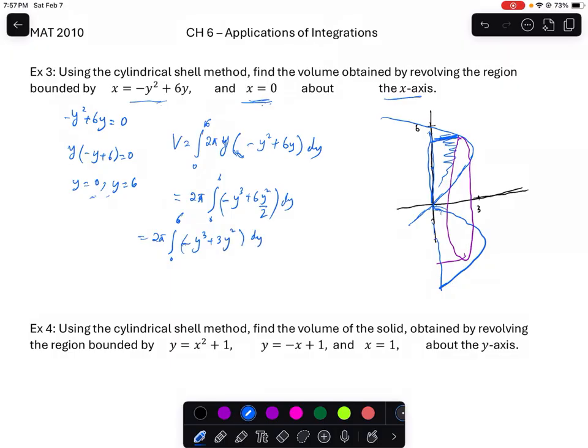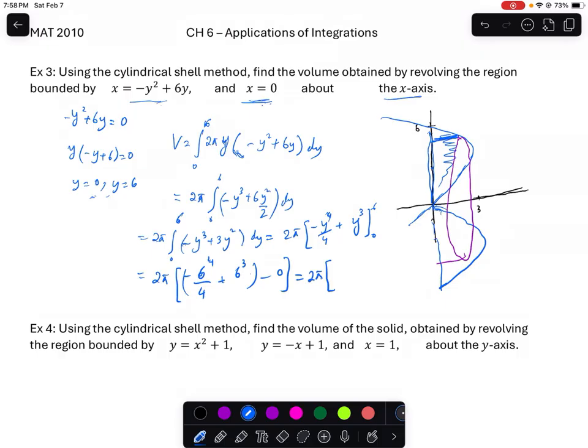I integrate, I end up getting negative y to the 4 over 4 plus 3y cube over 3. So I just get y cube, and limits from 0 to 6, 2 pi, negative 6 raised to the power 4 divided by 4 plus 6 cube, and then minus the zeros, equal to 2 pi.